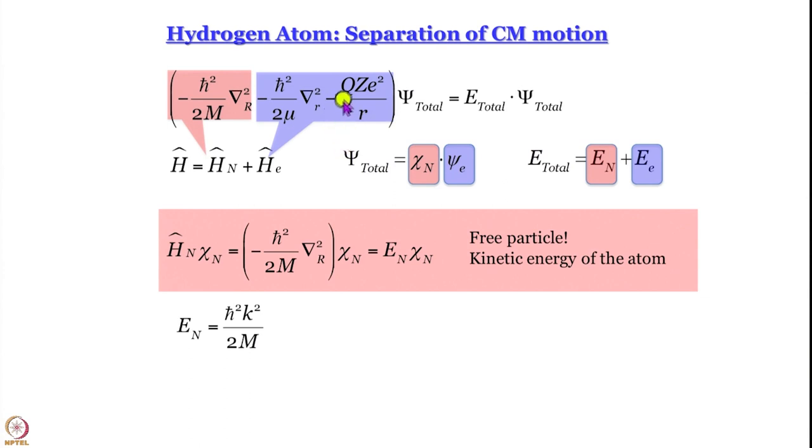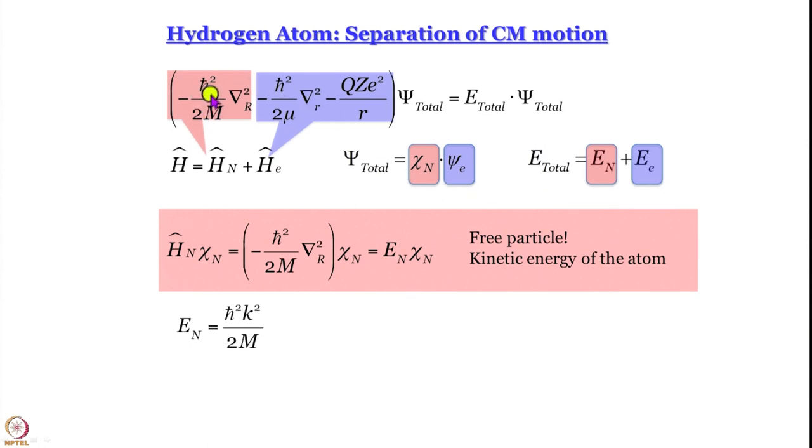And the last term is minus q z square by r. This is a potential energy term for interaction between electron and nucleus. Of course, this r itself is the separation between the nucleus and the electron. So, the Hamiltonian separates into hn and he, and as we see, we can write the total wave function as a product of a nuclear part and the electronic part. Energy we can write as a sum of a nuclear part and, well, not really nuclear part, energy for movement of center of mass and energy of the electron with respect to the nucleus.